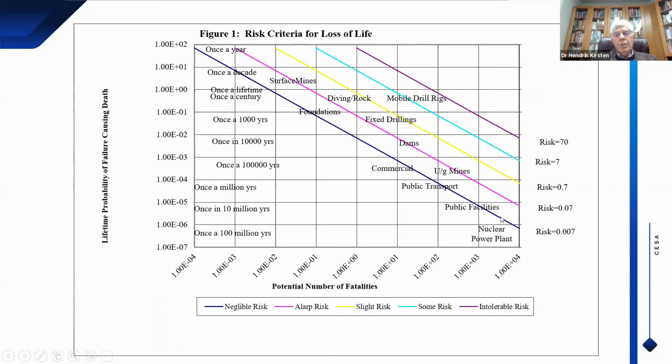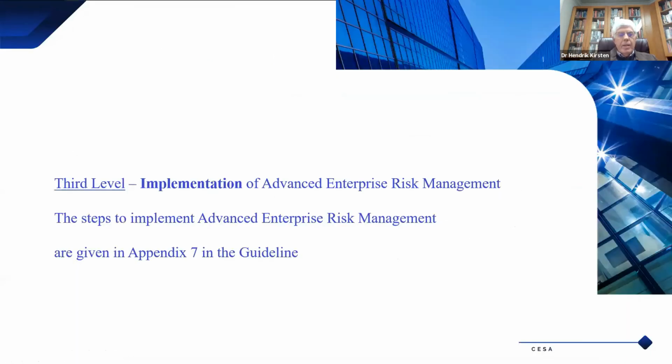You would mostly want to design along the blue line at that level of risk, but you can go to the purple line there, which in terms of the legend means as low as reasonably practically possible. So you don't want to actually exceed a risk above the purple line. The steps to implement advanced enterprise risk management are given in Appendix 7.